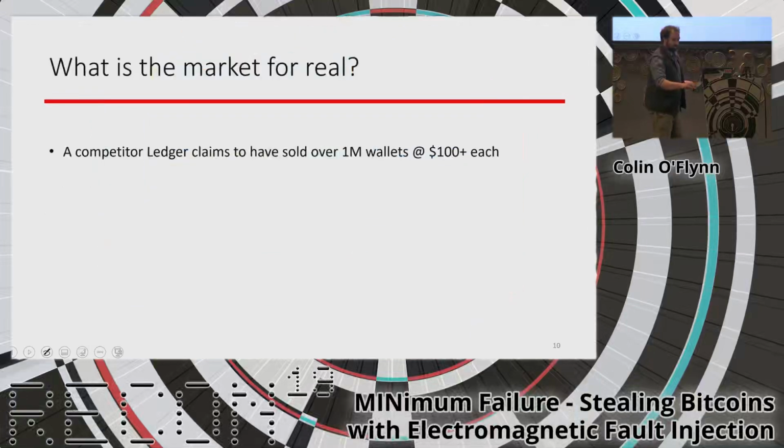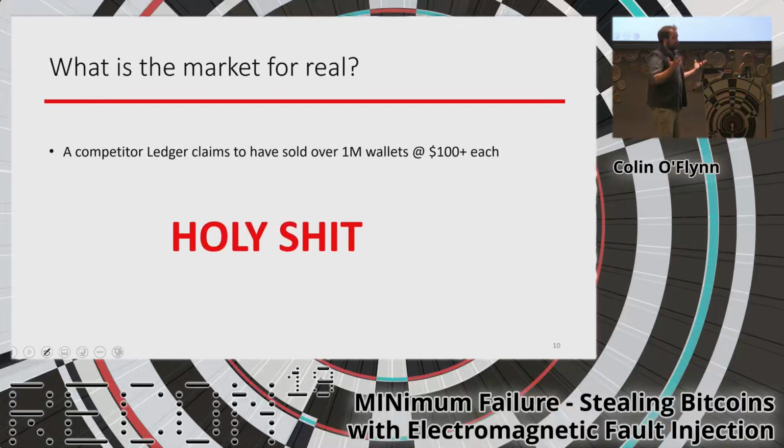All right, so why can such crazy wallets exist like this? The real answer is that if you look at the market out there, one of the larger wallets, Ledger, claimed to have sold 1 million wallets, and each of those wallets is over $100, and this was last year. So there's actually a big market here.